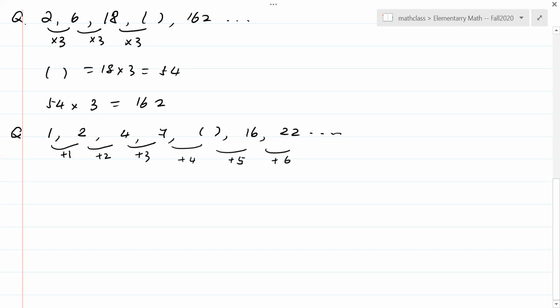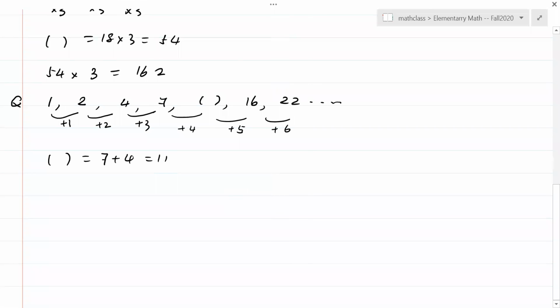16 plus 6 is 22. So I guess it's true, right? And then the number is giving me 7 plus 4 is 11. 11 plus 5 is 16. Good. So 11 is the answer. Okay. So it's not always, you know, add the same number. You add another sequence of numbers in good form.